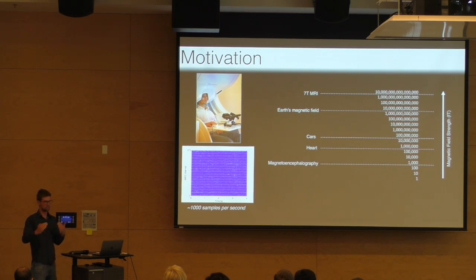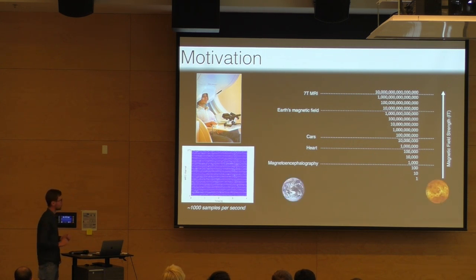To give you a sense of the scales we're looking at, if the distance between me and you here is the size of the Earth's magnetic field, then the size of an MEG signal is like the distance between the Earth and Venus. So really, really tiny.